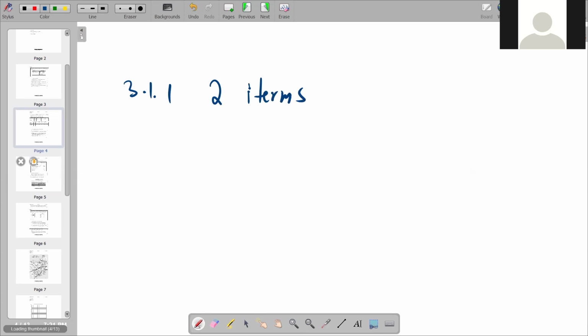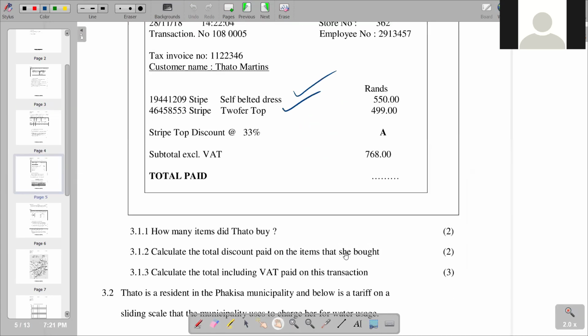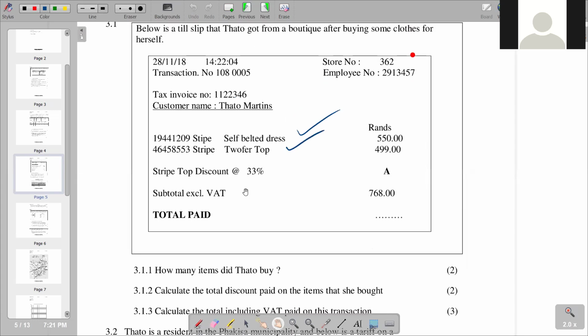We move on to the next part, which says calculate the total discount paid on the items that she bought. So for the total discount, this is the discount that is applying to the striped top, which we have here, which is this one. So we can calculate it by saying 33% of the figure that we have, which is 499 rands. So this is the discount that you're going to calculate.